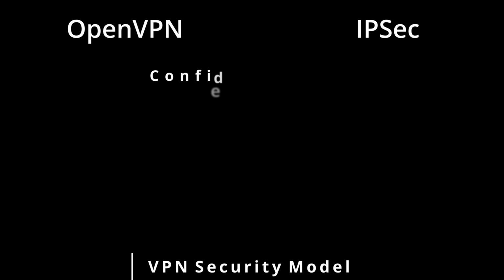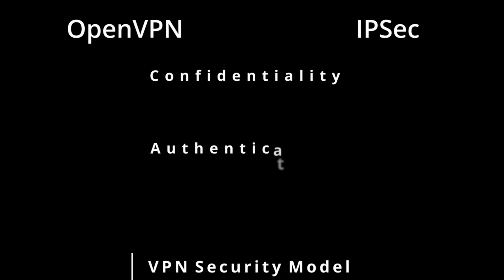OpenVPN and IPsec implement security mechanisms under the VPN security model and provide the user confidentiality. Any network traffic sniffed will only result in encrypted data being seen. Authentication: only authorized users have access to the VPN. And integrity: messages sent over a VPN tunnel won't be tampered with in transit.